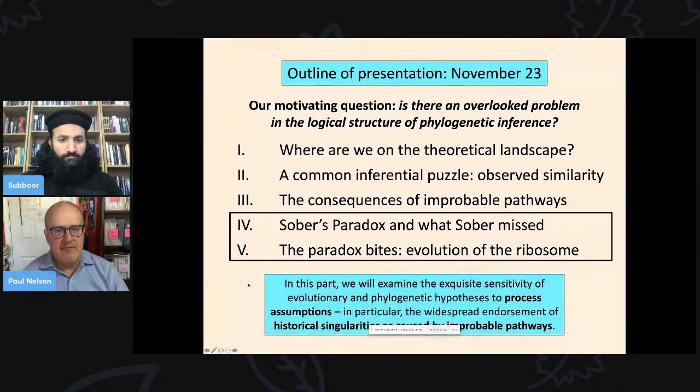So in this part, we're going to examine the exquisite sensitivity of evolutionary and phylogenetic hypotheses to process assumptions. In particular, the widespread endorsement of historical singularities caused by improbable pathways.